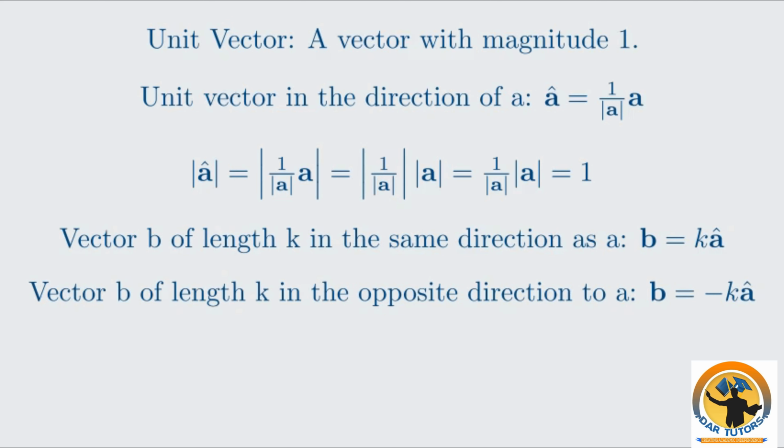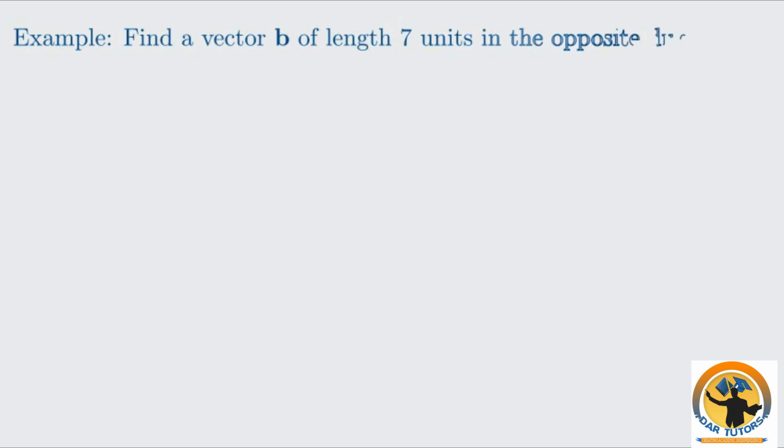This is a powerful tool for constructing vectors with specific properties. Let's apply this to an example. This is similar to example 26 in your notes. We need to find a vector b that has a length of 7 units and points in the opposite direction to vector a, which is ⟨2, -1, 1⟩. Our strategy will be to first find the unit vector in the direction of a, then reverse its direction, and finally scale it to the required length of 7.